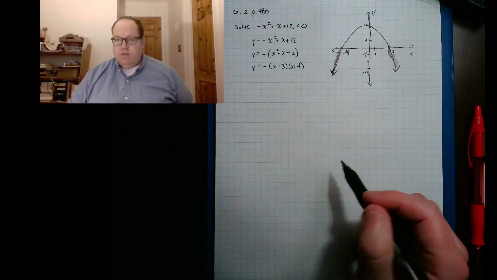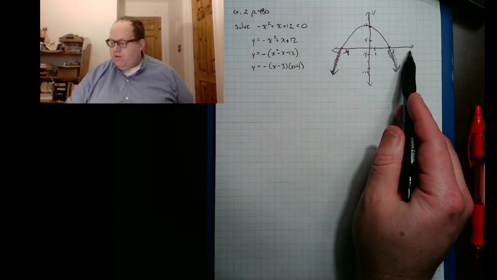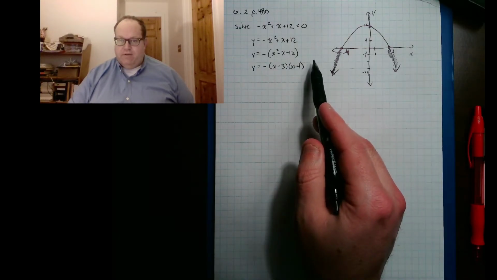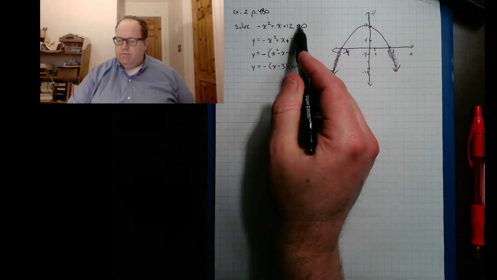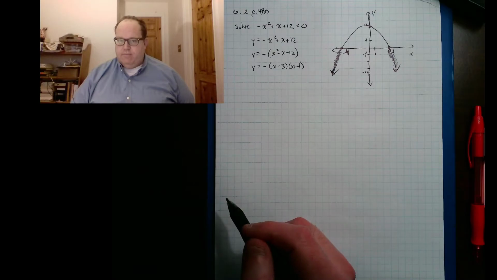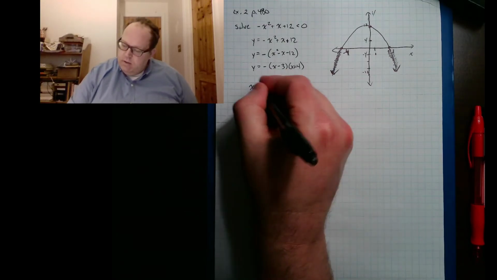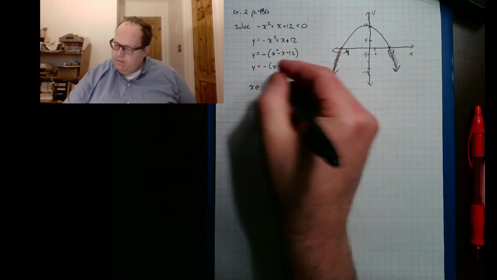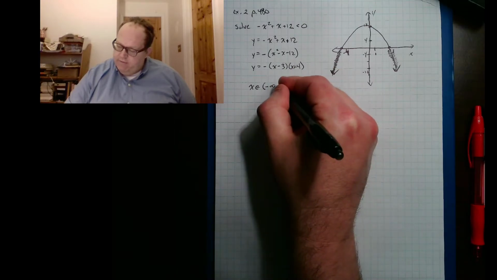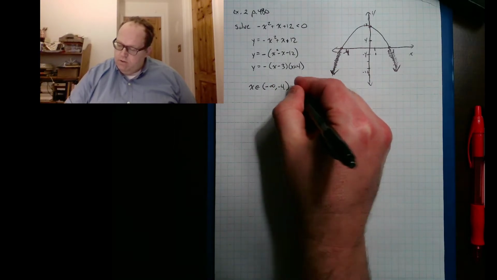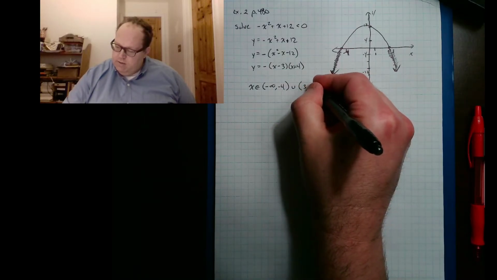So my solution to this inequality will be true when x is greater than 3 or less than negative 4, but not including 3 and negative 4, because there's no equals part of this inequality. So how would I write that out in interval notation? x is in the set from negative infinity to negative 4, joined with the set from 3 to infinity.